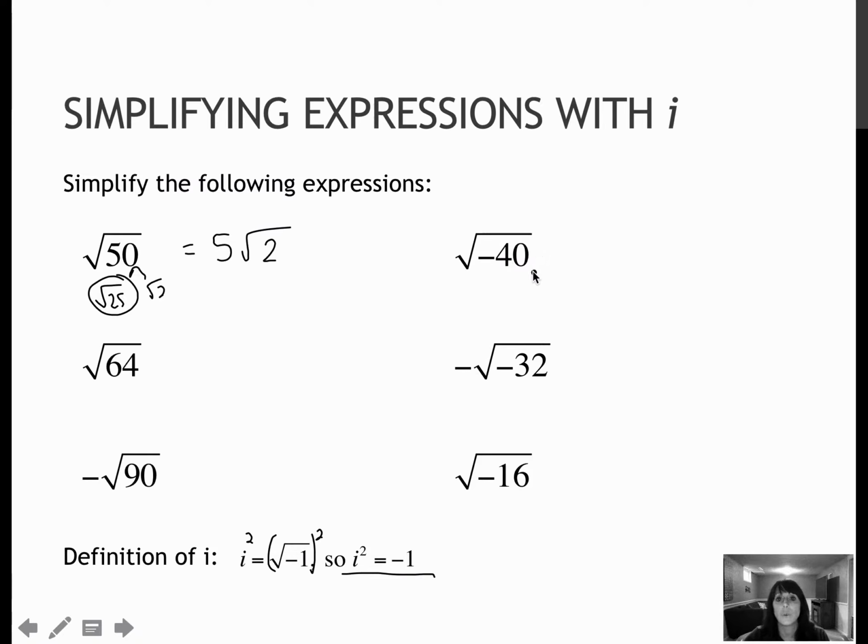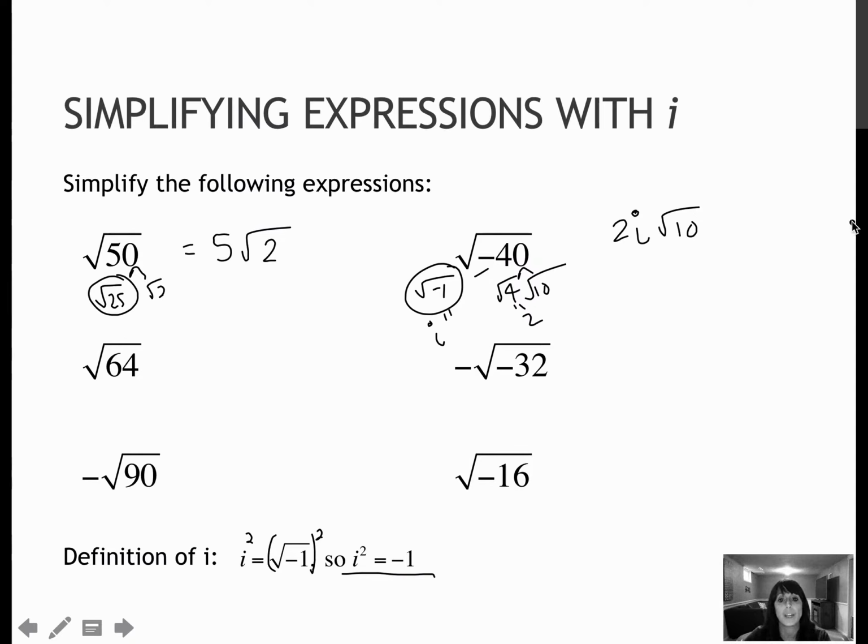For negative radical 40, I've got negative 1, so I'm keeping the negative separate. We know this one is going to turn into i. 40, I would break down. I could do 4 times 10. I could do 8 times 5. Which one makes more sense? 4 times 10, because 4 is a perfect square. So the square root of 4 is 2. The square root of this negative 1 is i. So on the outside, I have 2i, and on the inside, I still have that radical 10.